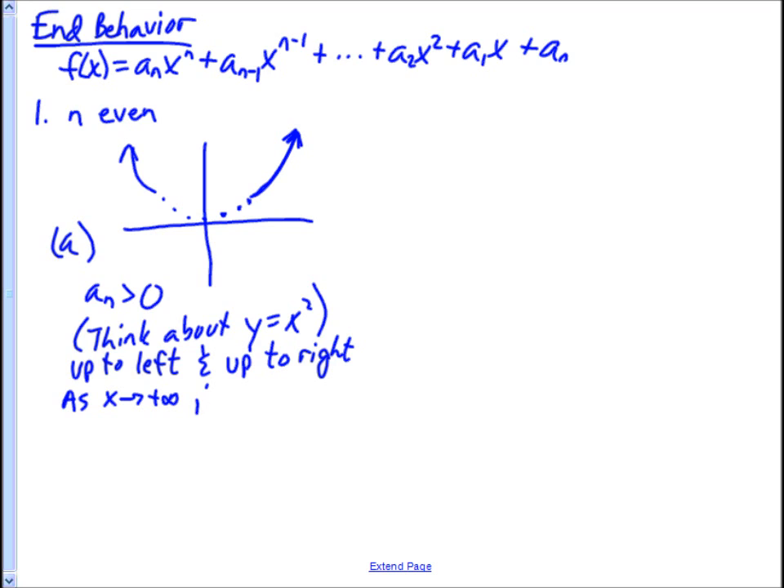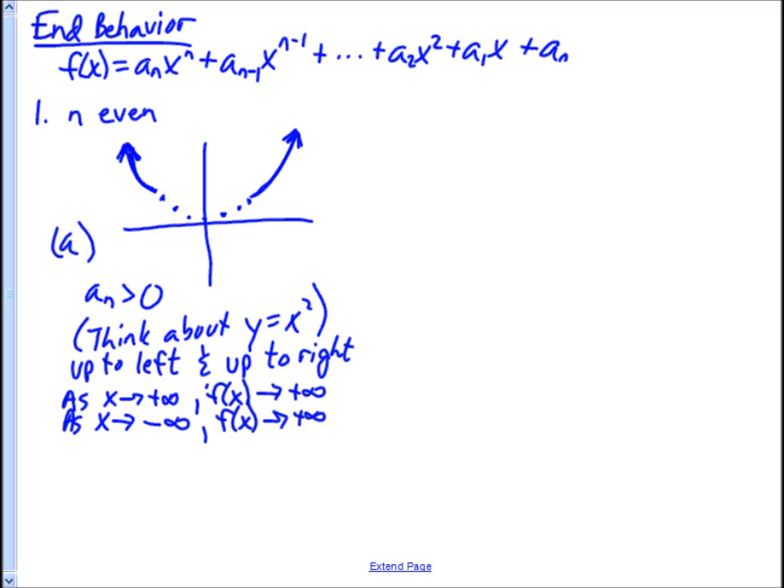Hey, your f of x, your y values also go to the right, don't they? And as your x value shoots left on this function, as the x values move to the left, you notice the y values shoot up, don't they? F of x shoots up. So that's why it's up to the left, up to the right, because as your x moves right or left, you're shooting up either side, okay?